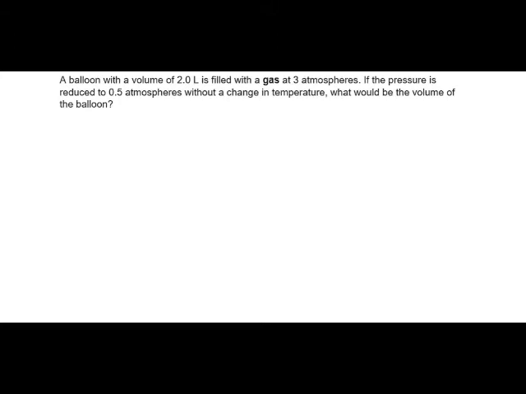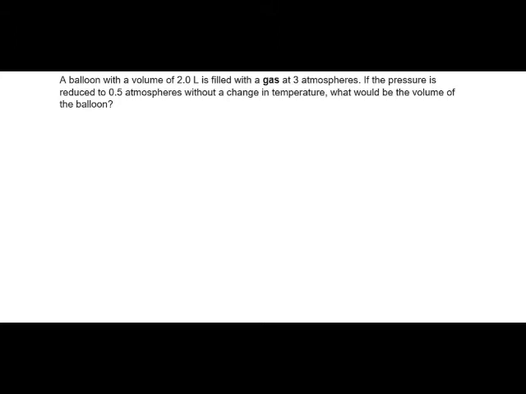A balloon with a volume of 2.0 liters is filled with a gas at 3 atmospheres. If the pressure is reduced to 0.5 atmosphere without a change of temperature, what would be the volume of the balloon? We know that we're going to use Boyle's law because the temperature is constant while there is a change in volume and pressure. So let us set up the equation.